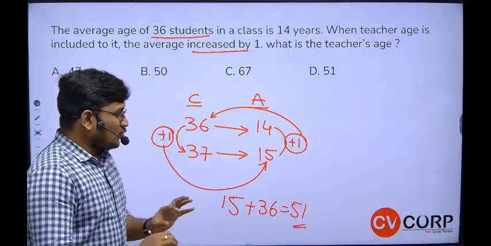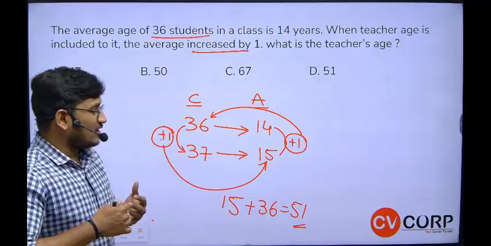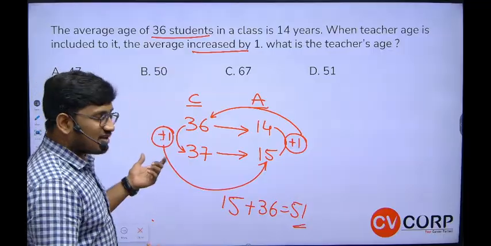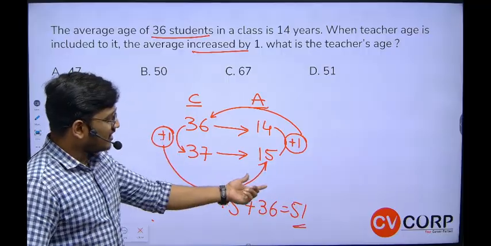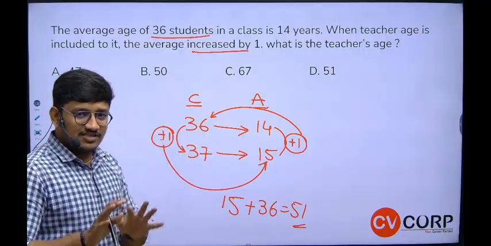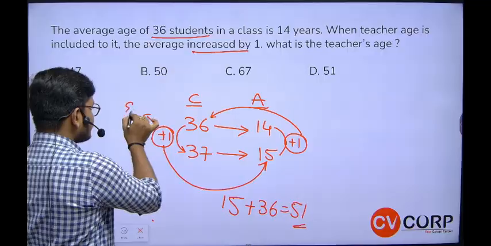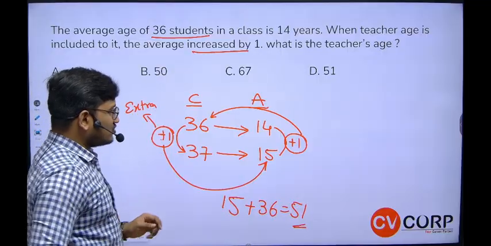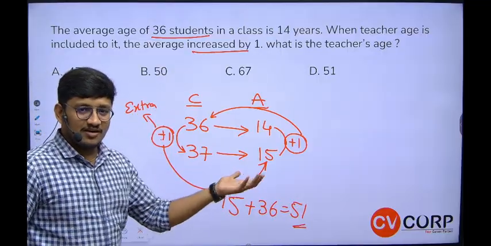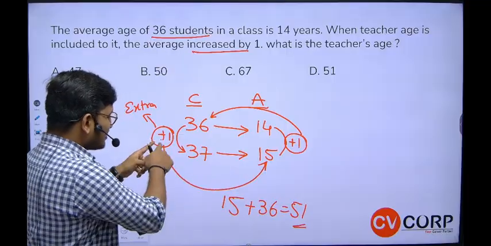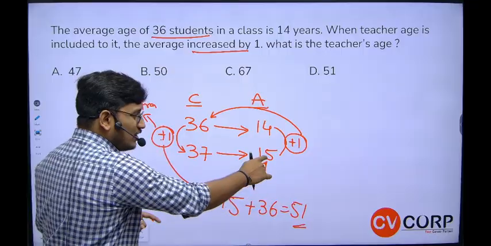You might need the reason why we are multiplying this one with 15 and this one with 36. It means very simple. This one indicates the extra person. If you observe, this is also a chocolate method, I mean, the simple shortcut. This extra person needs to have 15 chocolates.